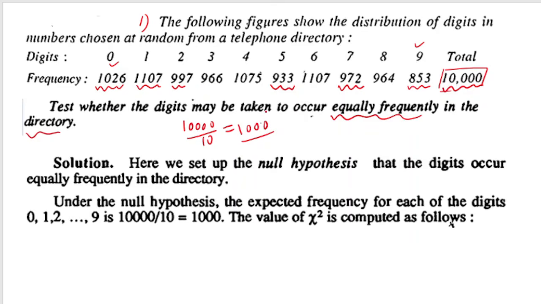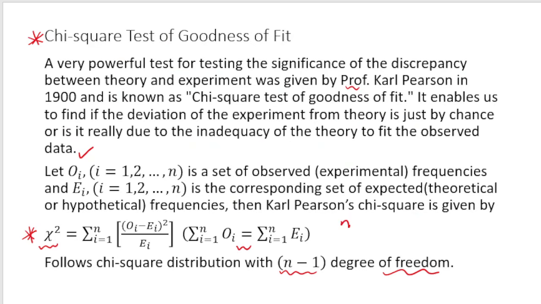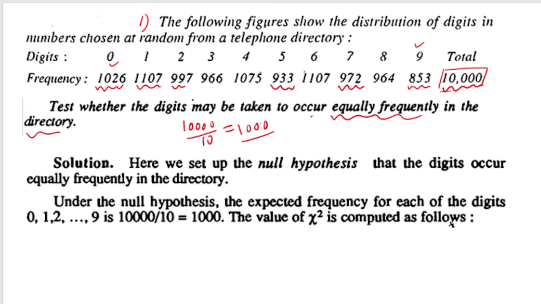So can we say that they occur equally frequently, and this deviation is just because of the randomness of the data, or can we say that actually some of the numbers are occurring more frequently than the other numbers? So how to solve this kind of problem? Here we set the null hypothesis. What is the null hypothesis? As you know, the null hypothesis is always the hypothesis of no difference, that the digits occur equally frequently in the directory.